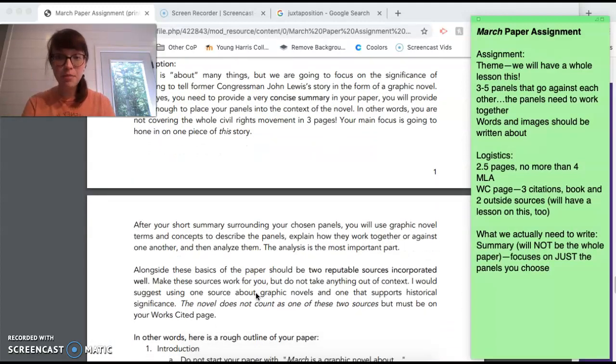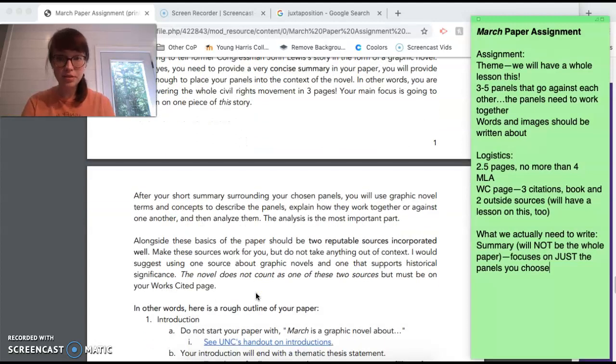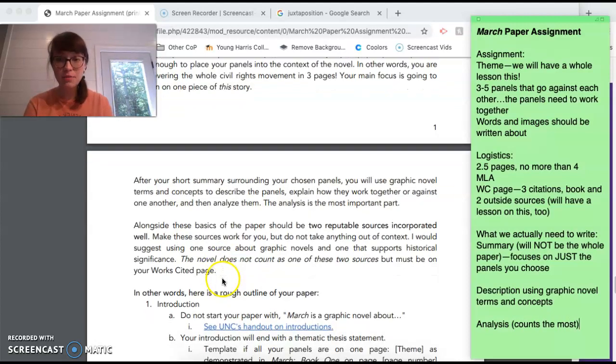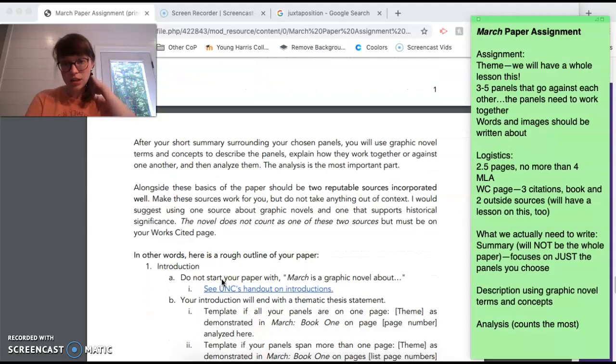Now, after your short summary around your panels, we need a description using graphic novel terms and concepts. That is a PDF on Moodle, and it is a huge part of the Introduction to Graphic Novels lesson that you have to complete. And then we move on to analysis, which counts the most. It's the most important part. Alongside these basics, you should have 2 reputable sources, which we mentioned here, 2 outside sources.